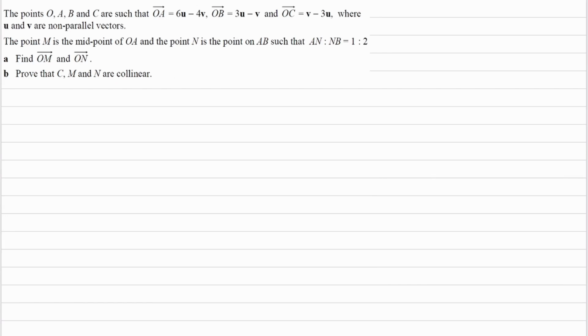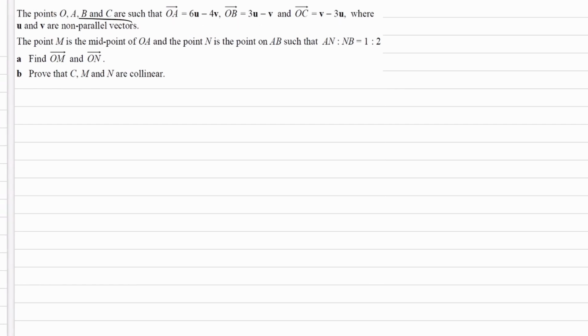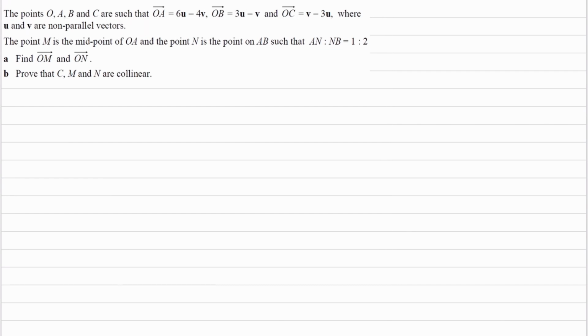We're given 4 points, O, A, B, C, and then we're given their vectors, which are in terms of u and v, where u and v are non-parallel vectors. We're told that M is the midpoint of OA, and N is along the line AB, such that AN to NB is a 1:2 ratio. So let's draw that out to begin with.